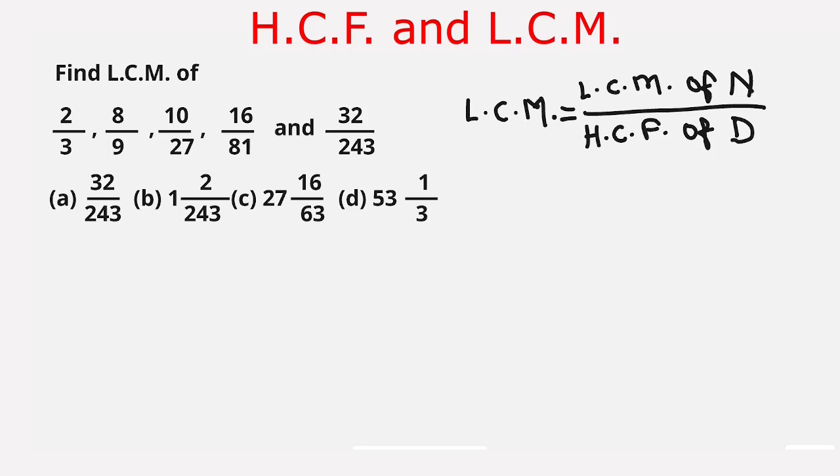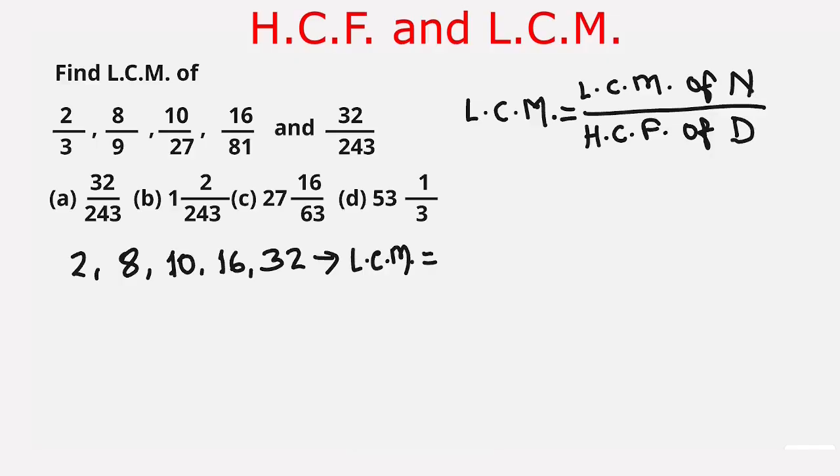The numerator numbers are 2, 8, 10, 16 and 32, and their LCM we can find orally, as 2 is already included in 8, 8 is already included in 16 and 16 is already included in 32. So we have just to find the LCM of 10 and 32, and in 32 the 2 of 10 is 5 multiplied by 2, so 2 is already included in 32, so our LCM will be 32 multiplied by 5, which is 160. I hope you have understood the method of finding the LCM.